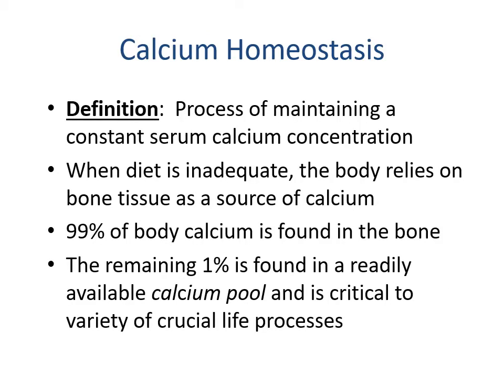So let's talk calcium homeostasis. This is the process of maintaining a constant serum calcium concentration. When the diet's inadequate, the body relies on bone tissue as a source of its calcium. 99% of the body's calcium is found in the bone, but the remaining 1% is found in a readily available calcium pool, and this is what's critical to a variety of crucial life processes.